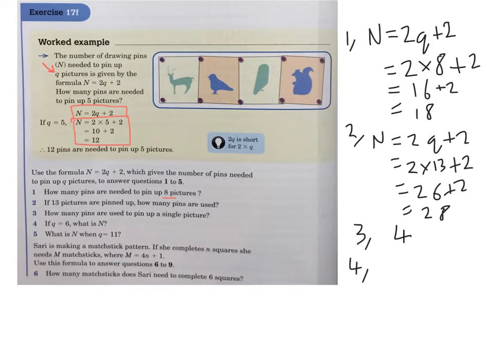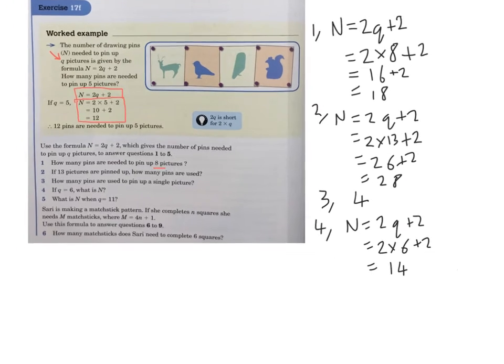Number 4, if q is 6, what is n? Well, we're still using that same formula each time. And it says q is 6, so you substitute q to be 6. So you get 2 6s are 12, plus 2 is 14. And then number 5.